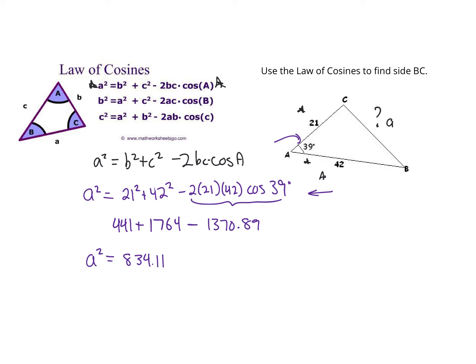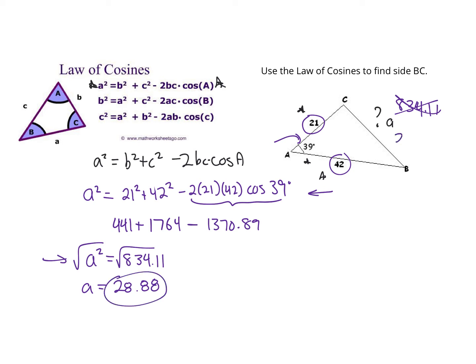Please don't leave it like that, okay? Technically, this is incorrect. Many students forget that that's what a squared is. And if you take a moment, think about it, this side is 21, this side is 42. So if this side is 834.11? No, that makes absolutely zero sense. I've got to take one final step and take the square root of that. So that becomes 28.88. This answer makes a lot more sense in the context of the problem.